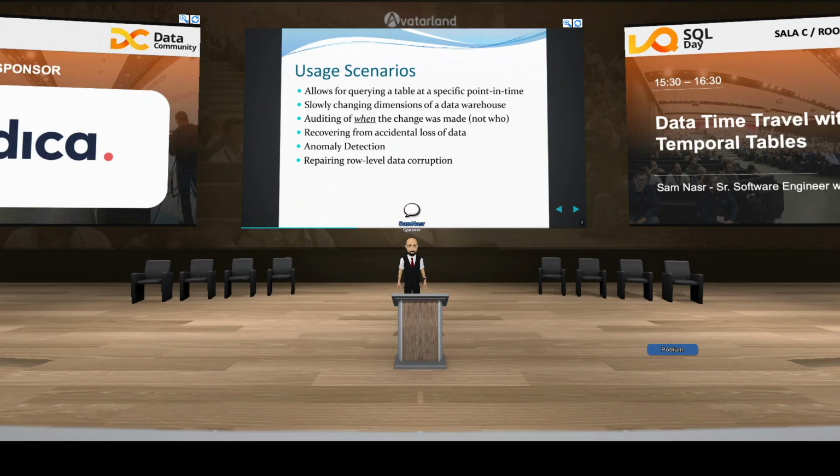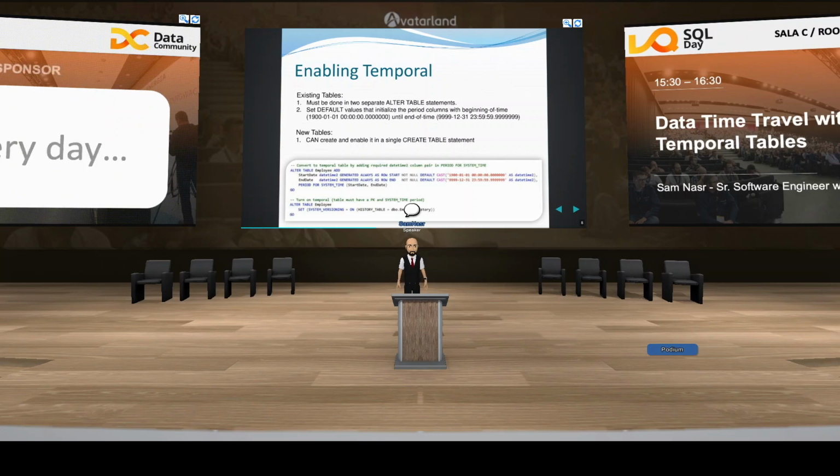And it can also be used for repairing row-level data corruption. So if a specific row has been corrupted, I can go back into my temporal table and retrieve the previous version of it before it was corrupted. So for enabling temporal tables, I can set temporal tables for existing tables, or I can use them on new tables. And I do that again through T-SQL.